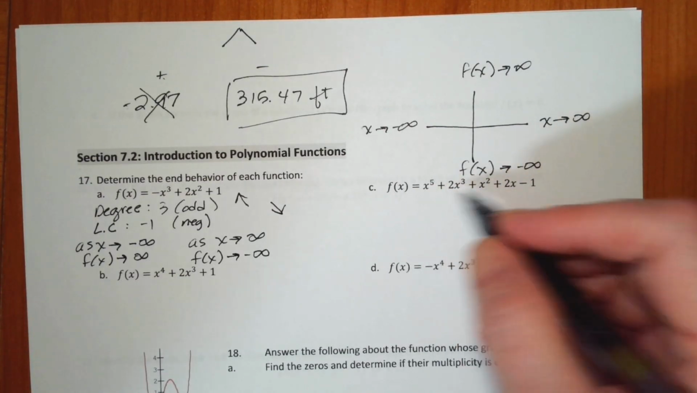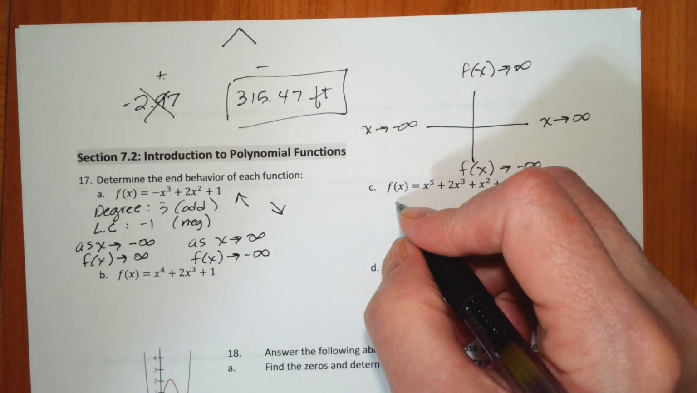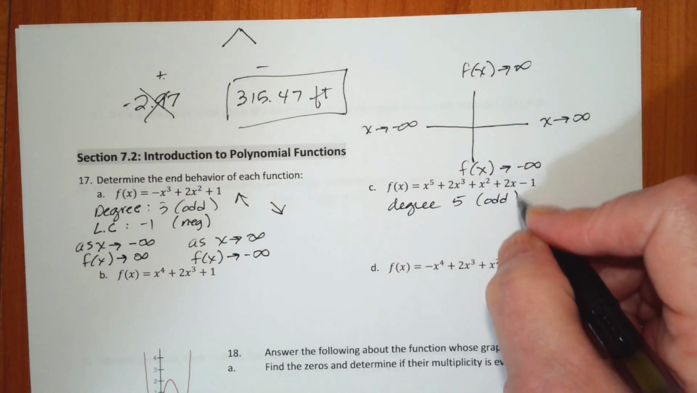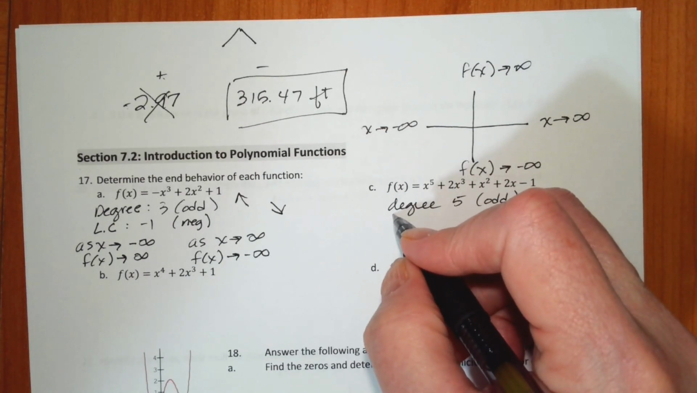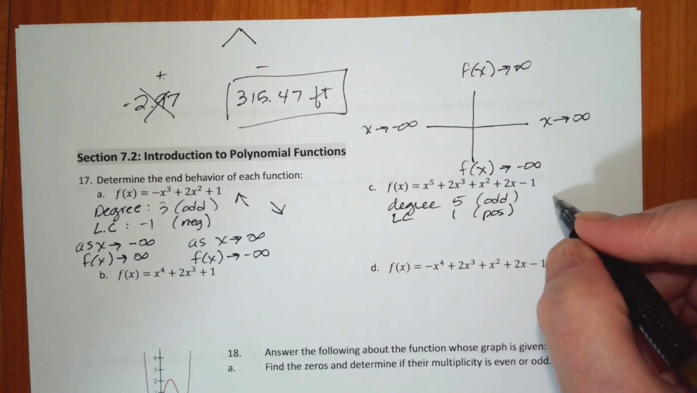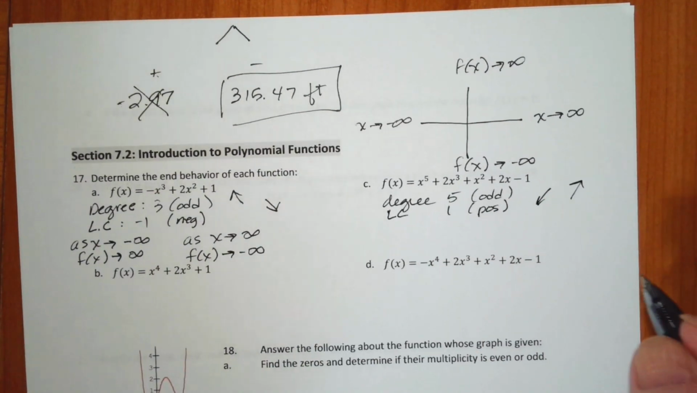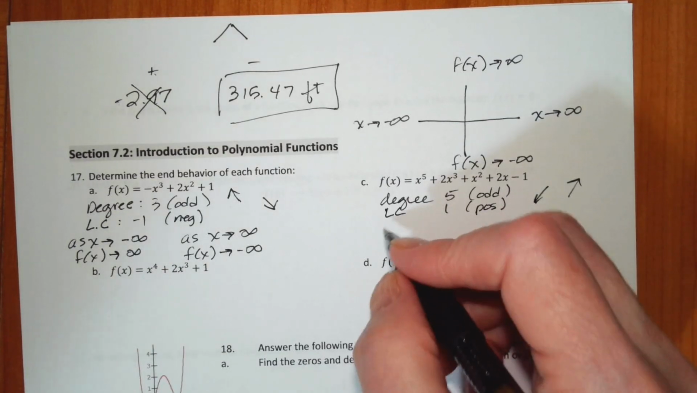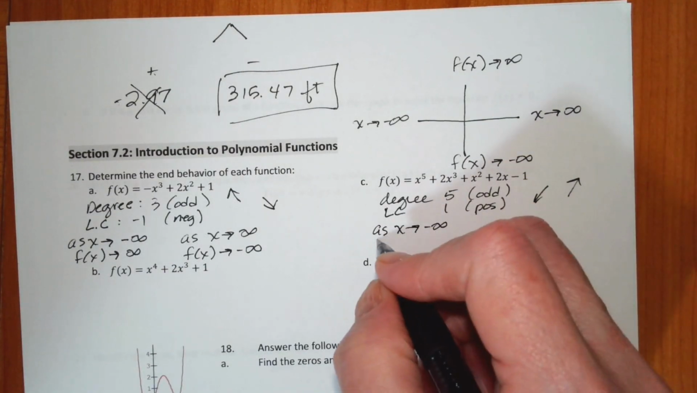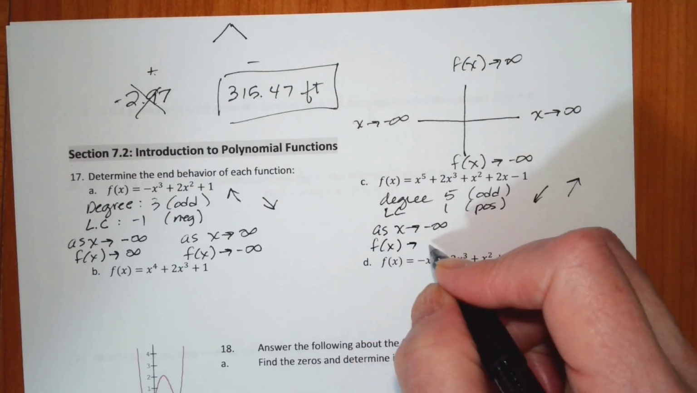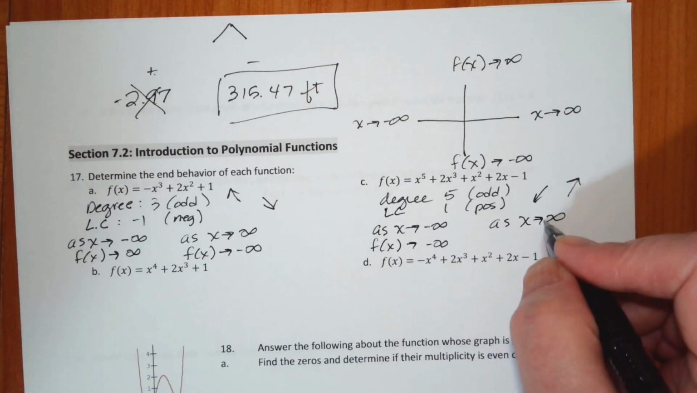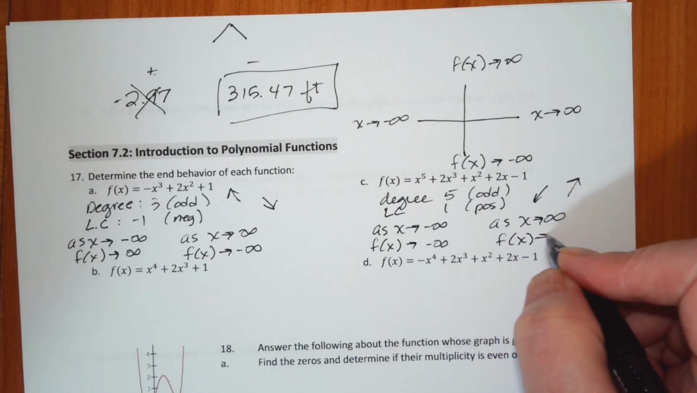Let's make sure it's in descending order. The degree is 5, which is odd. The leading coefficient is 1, which is positive. So that means my ends go like that. In the appropriate notation, as x approaches negative infinity, f of x approaches negative infinity. On the right, as x approaches infinity, f of x approaches infinity.